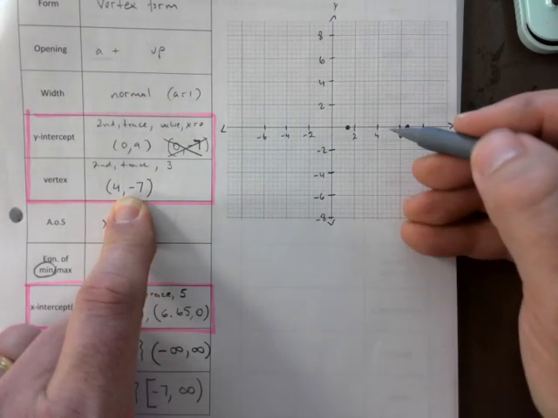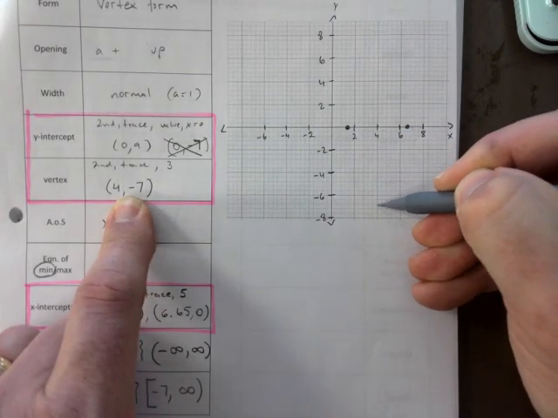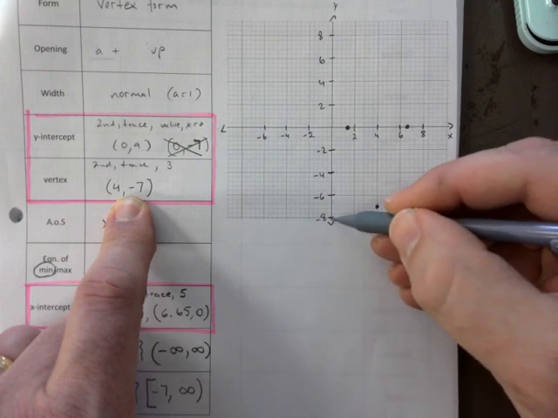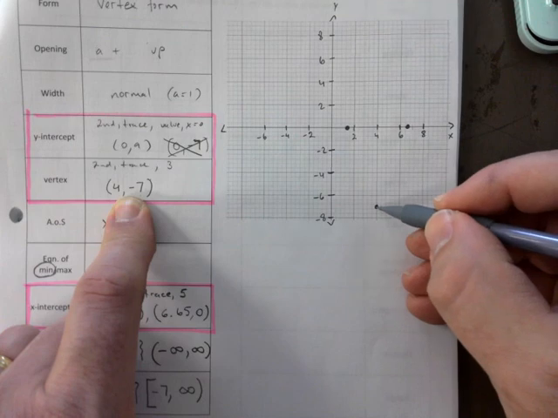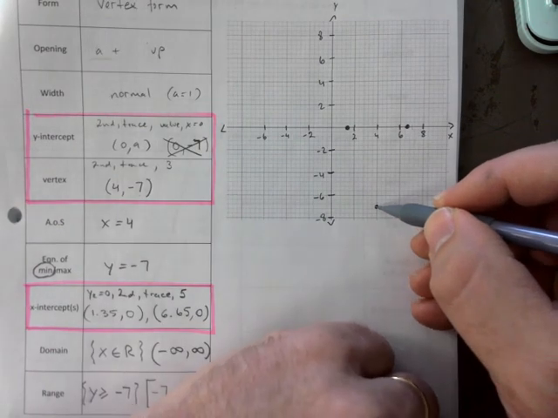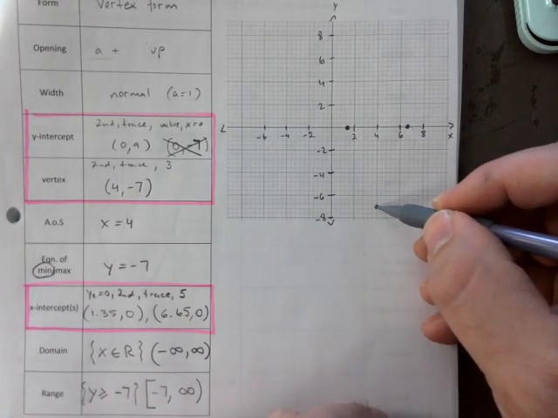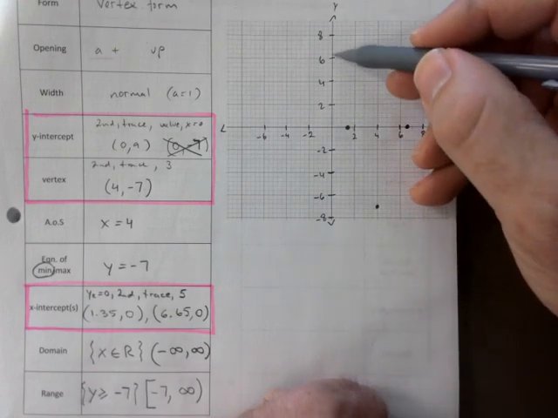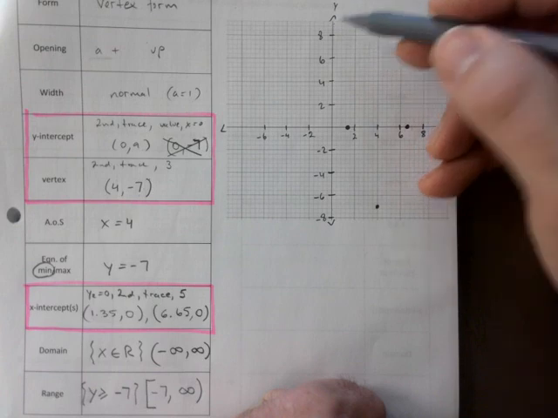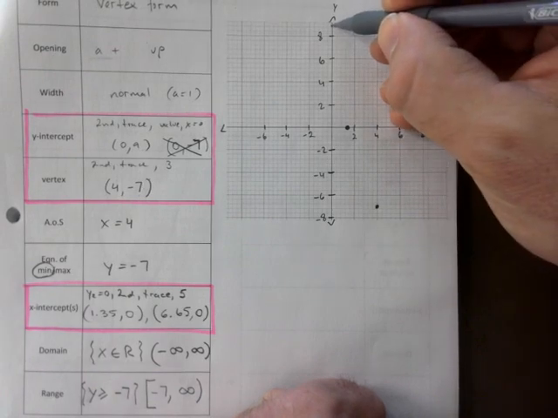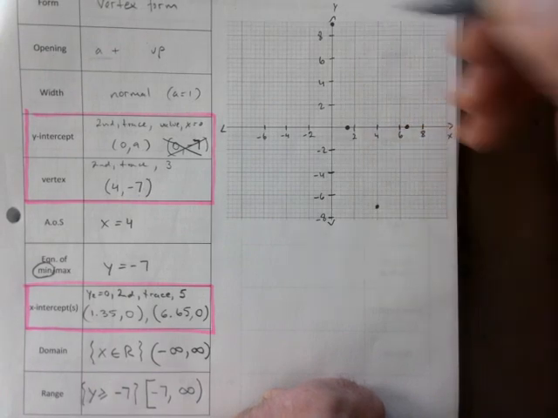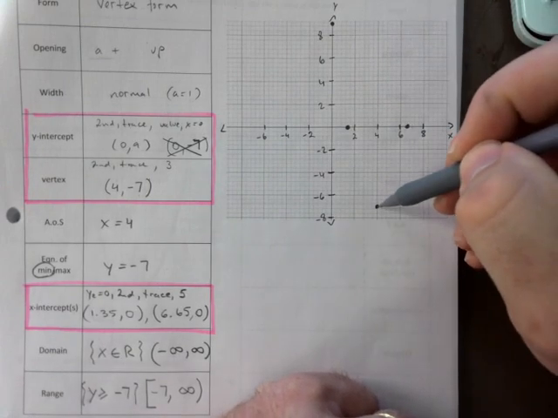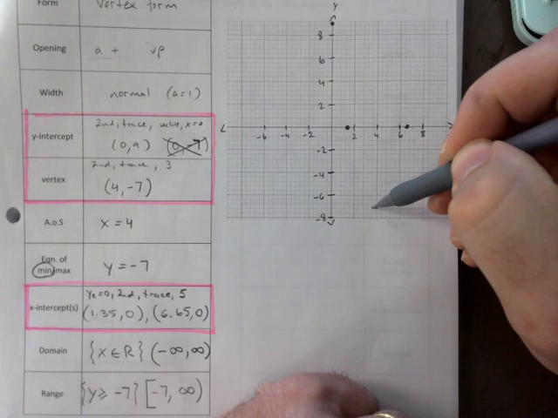Let's go to the vertex. It's 4, -7. That would be right here, because it's between 6 and 8, right? So that's my vertex. And the y-intercept is 0, 9. I'm in a little bit of trouble here. 2, 4, 6, 8, 9. But 9 would be right about there. Okay. So now you have everything you need. So I'm starting at my vertex. I'm going to go out a little bit and then up.